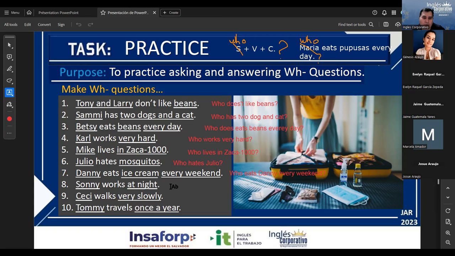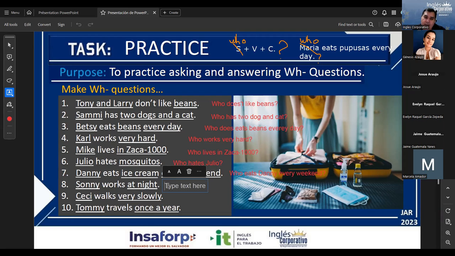So you use who. But if the question is about something after the verb, you use an auxiliary. For example, Sammy has two dogs and a cat. What pets? Because dogs and cats are pets. What pets does Sammy have? She has two dogs and a cat.